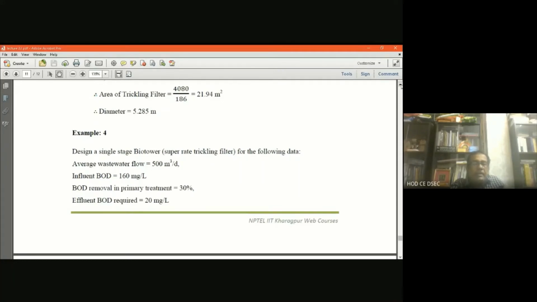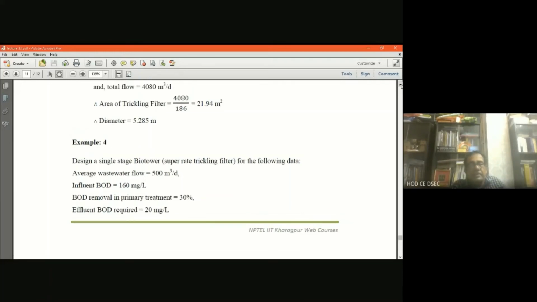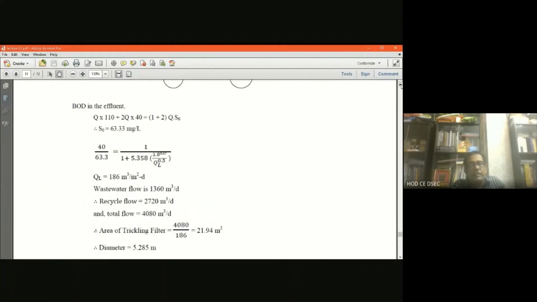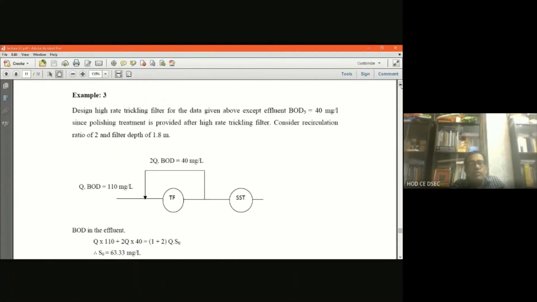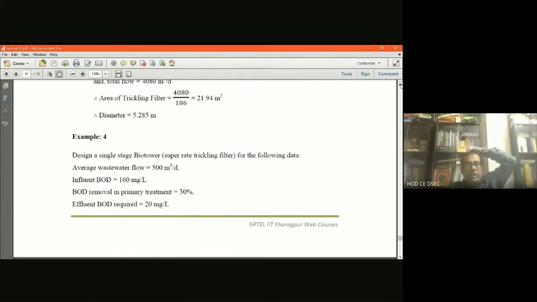Now design a single stage bio tower, that is the super rate trickling filter, because you know that there are three different types of trickling filter. One is the slow rate or low rate, another is the high rate, and the third one is the super rate. Two problems I have shown you, the low rate and the high rate, and now I am showing you the problem of the super rate trickling filter. That problem I am going to tell immediately.